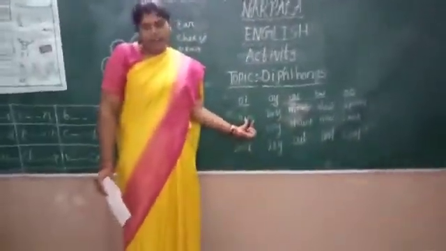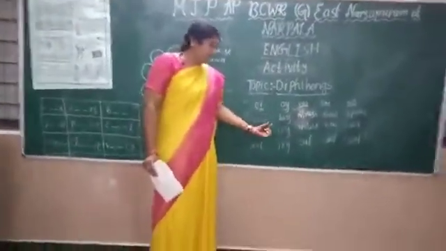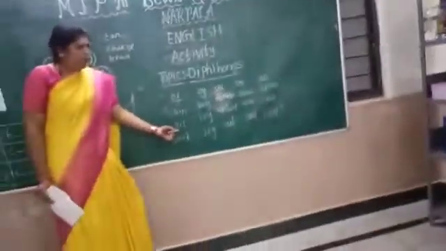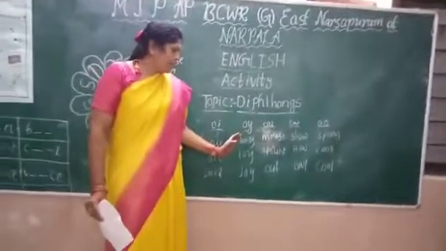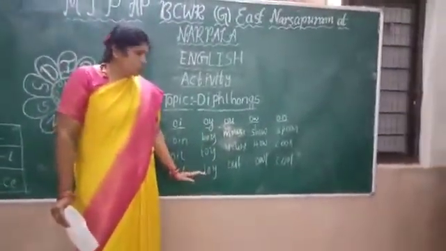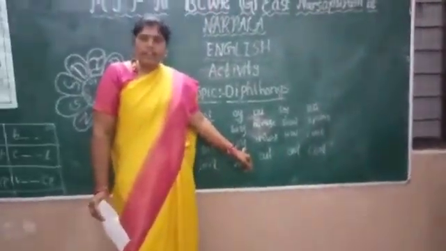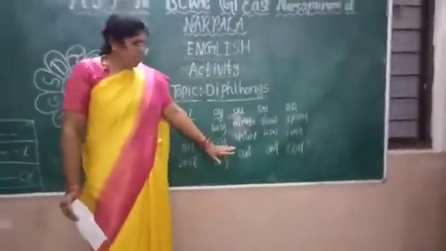the I. Coin. In the word coin, the sound starts with the O and moves towards the I. Like that, if you take OY, boy, toy, joy, the sound starts with the O and moves towards another letter. So here we have two sounds.